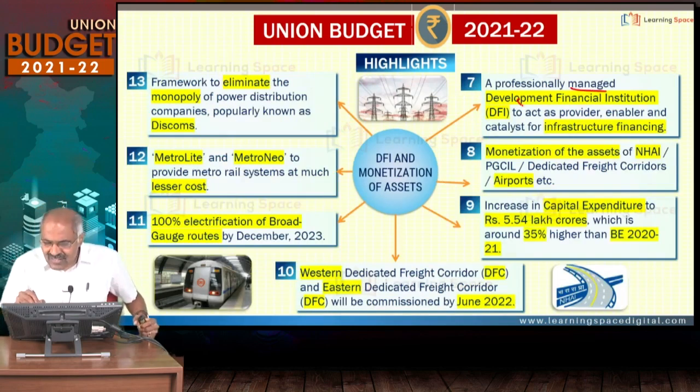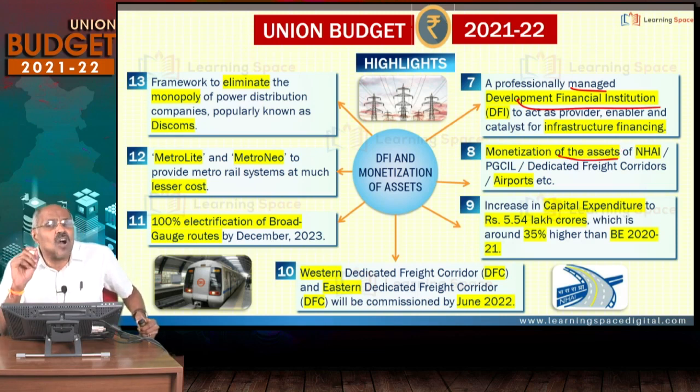Then a professionally managed development financial institution. I already explained about the development financial institution and its requirement in the core thrust of the budget during the initial stages. Then monetization of the assets. I already told you how to optimize revenue, how to increase revenue. The central government has got several core assets in the form of national highways, in the form of expressways, which are built by the National Highways Authority of India. It has also built this dedicated freight corridor. That means a dedicated freight corridor is going to be commissioned next year. How to maximize revenue out of it?